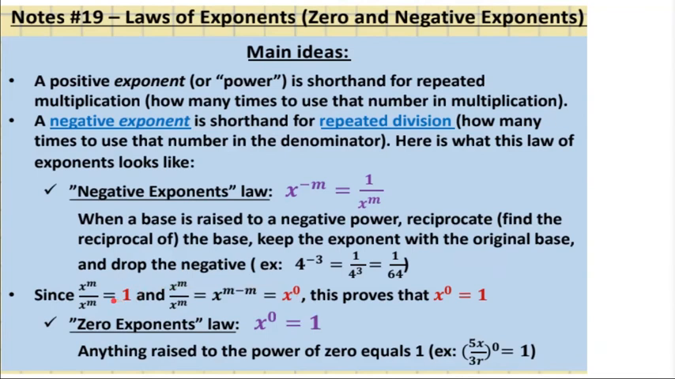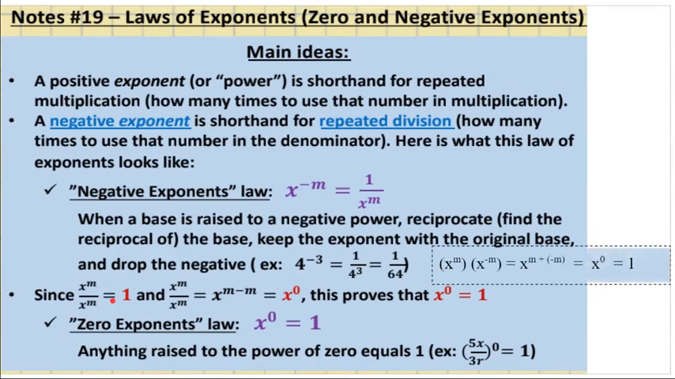Side note about the quotient of the same base property as well. This is technically just the product of the same base and negative exponent laws combined. Remember that an exponent in the denominator can be rewritten as a negative exponent. So this could also equal x to the m times x to the negative m. Applying the product of the same base property would get you x to the power of m plus negative m, or just x to the 0th power.